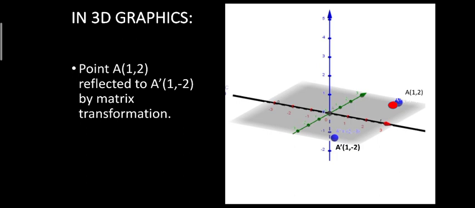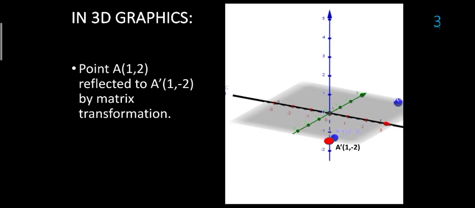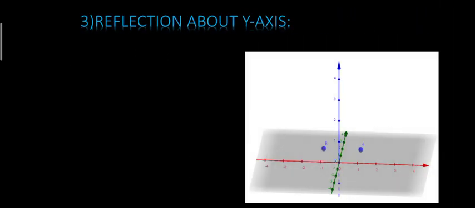Now in 3D graphics it looks like this. So point A 1,2 is converted into A dash as shown in the graph. Now the third important reflection is about y axis. For reflection about y axis we will choose the matrix with elements -1 0 0 1, and after multiplication with x y it gives -x y.